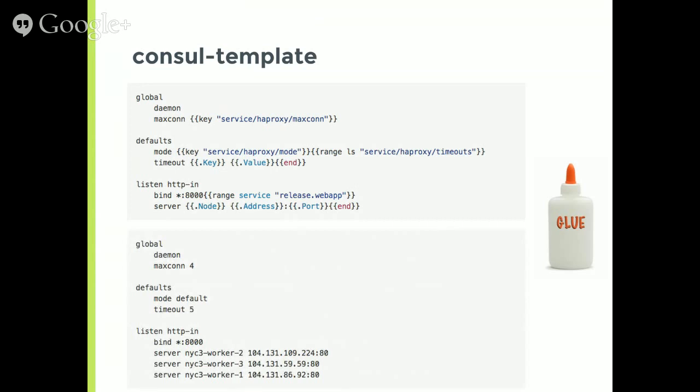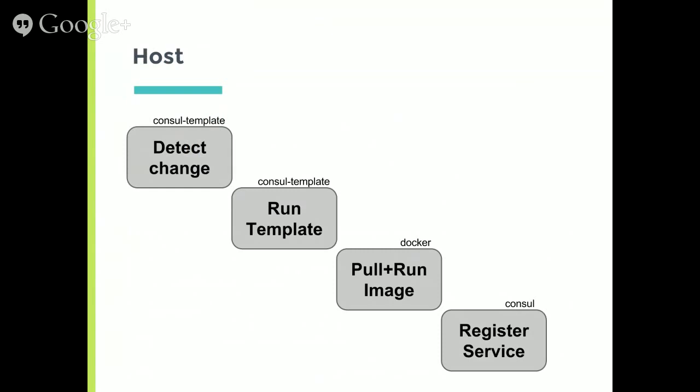And this is an HAProxy example. So we are getting the max connection setting from a key value pair. We're iterating through all services that have a release app, and we get an output with the proper ports and everything, and this is ready to reload. So on the host, this becomes fairly simple. We have Consul template detecting changes. It runs the template. As soon as it executes a command, Docker will run a Docker pull. It runs the image. Consul picks up that image that just opened a port or something, and things are up. So now that I think of it, it's actually a bit complicated, yeah.